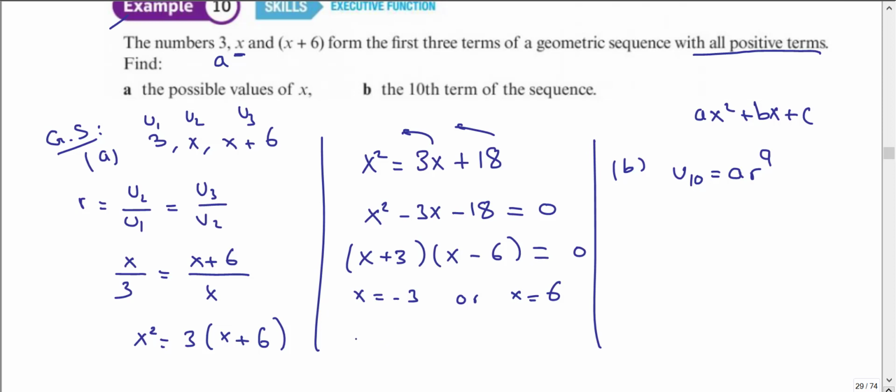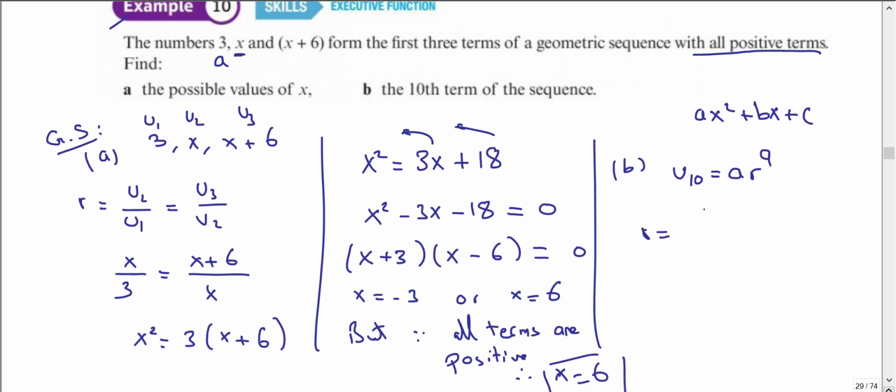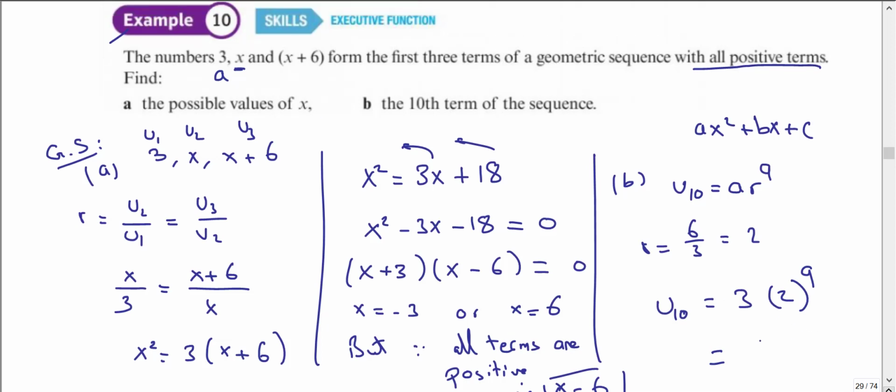Since all terms are positive, therefore the only accepted x is 6. Only 6 is accepted, which means R will be 6 divided by 3, which is 2. Now that we have R, we can say that U10 is 3 times 2 power 9, and the final answer will be 1536. Easy or difficult? Easy.